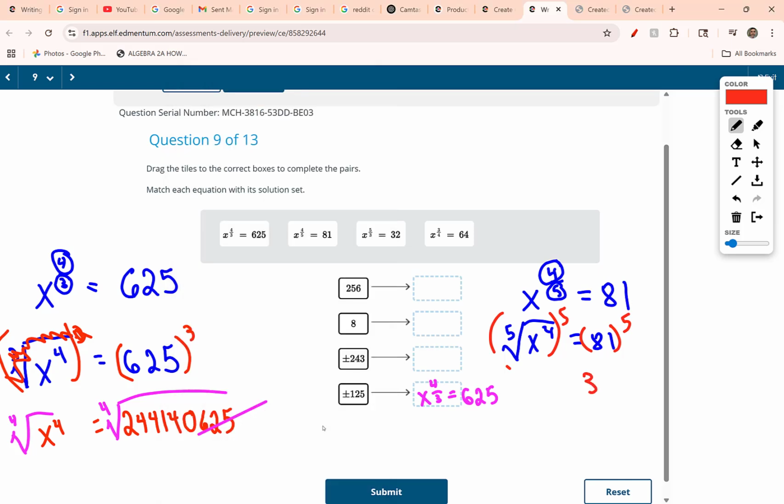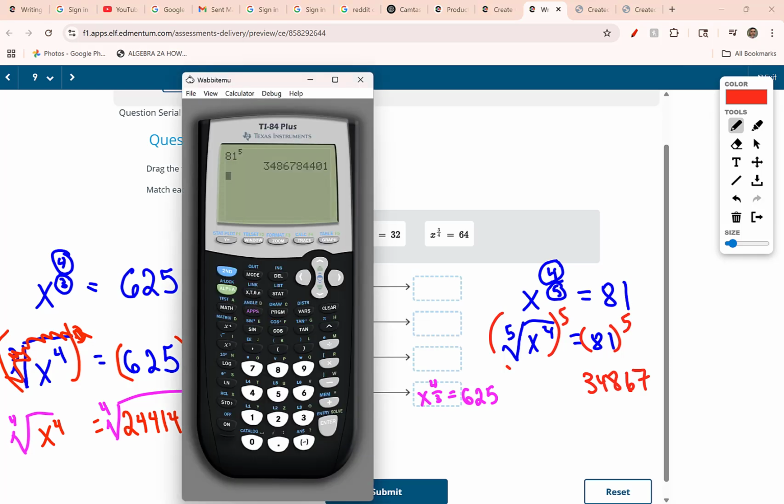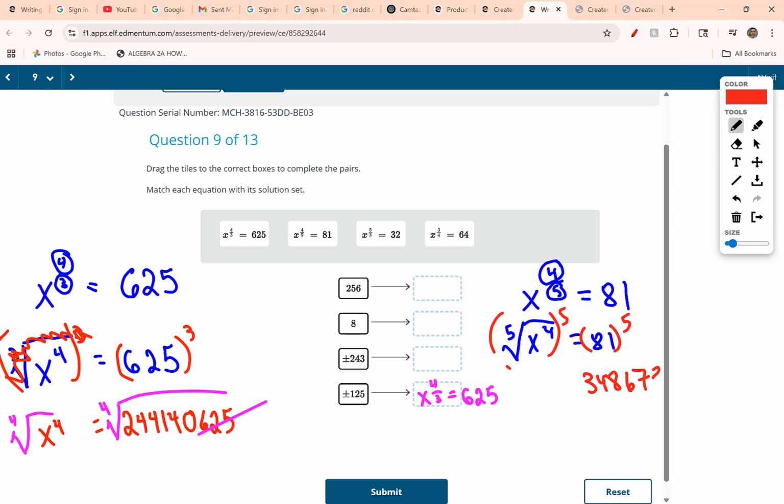34867 84401. And then all that's left on the left side is x to the 4th.